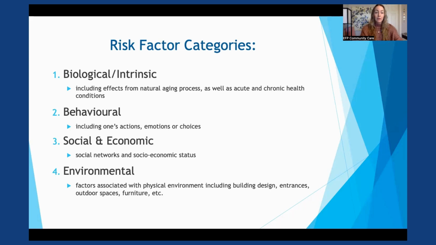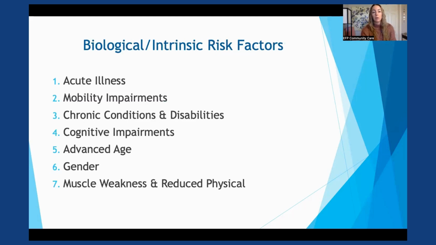Biological and intrinsic. These include effects from our natural aging process, as well as acute and chronic health conditions. Behavioral, so including one's actions, emotions, or choices. Social and economic, so our social networks, socioeconomic status. And environmental, so these are factors associated with physical environment, including building design, entrances, outdoor spaces, and furniture. So some of these are really things that we can't control. And then there are some things that we can. So we will look a little bit further into some environmental ways we can look at preventing falls.